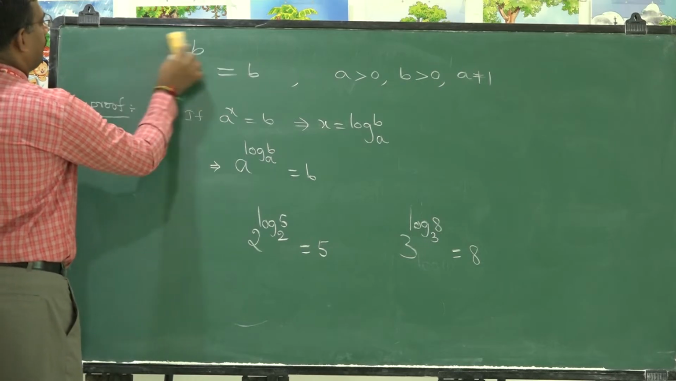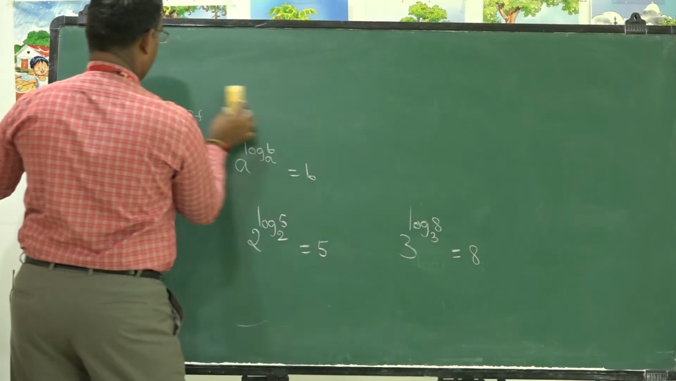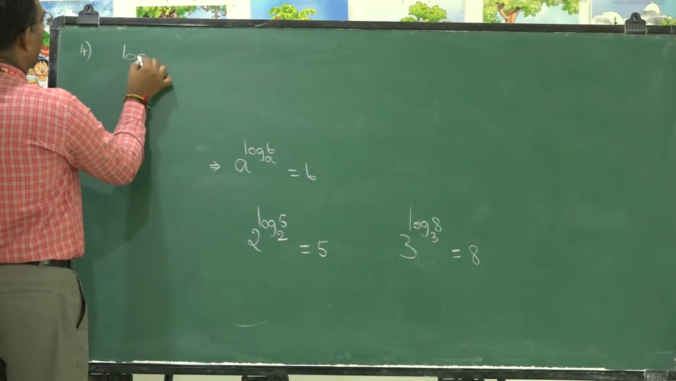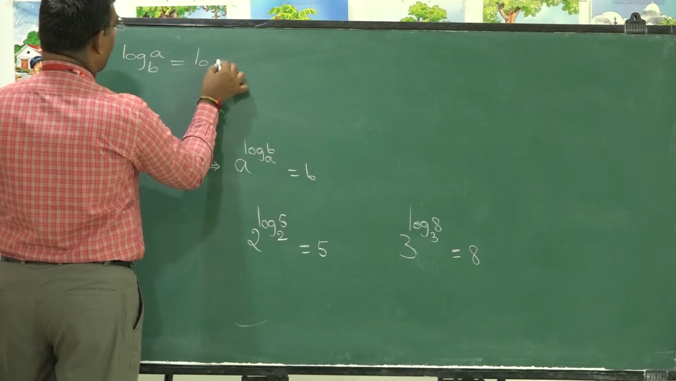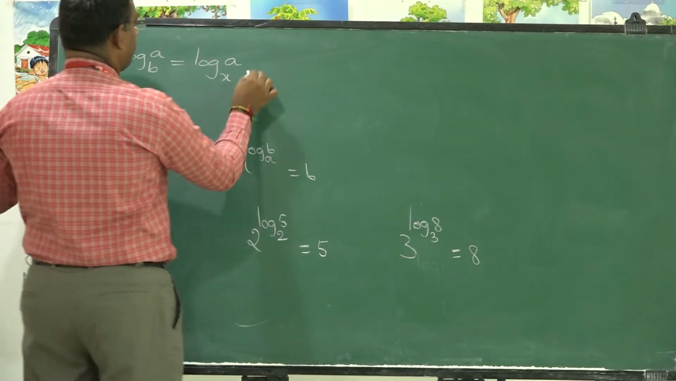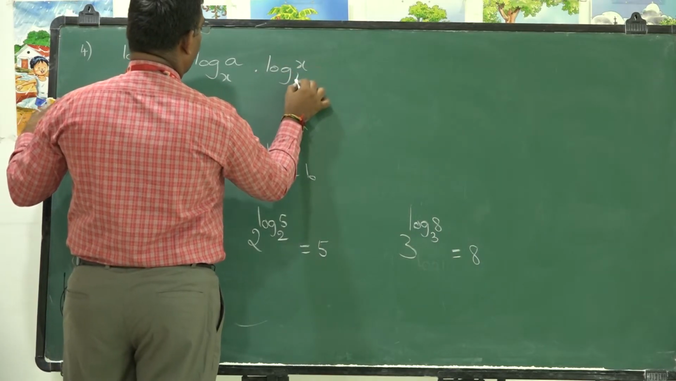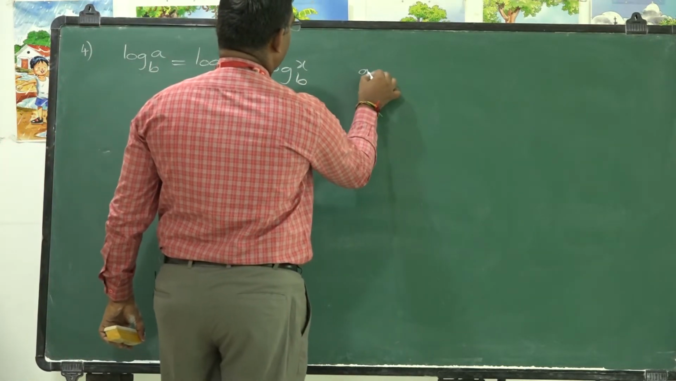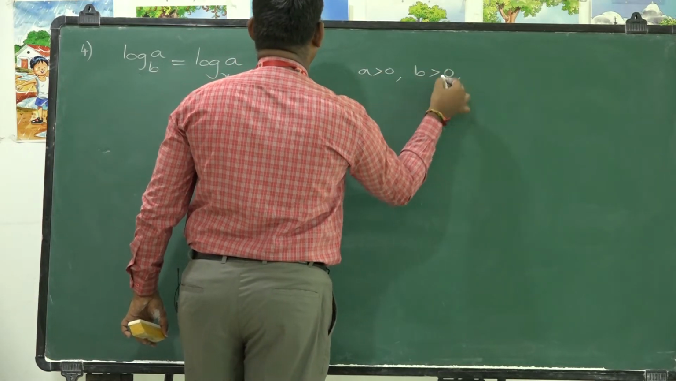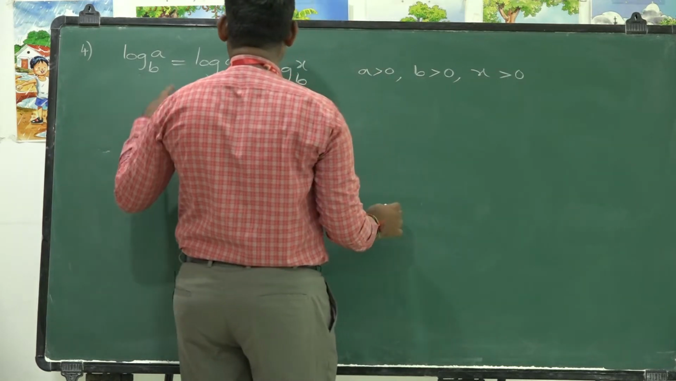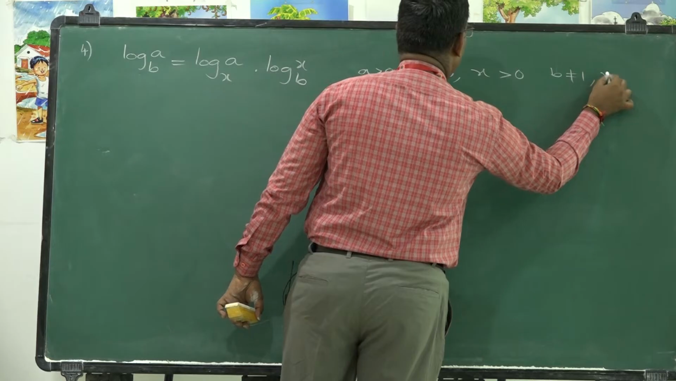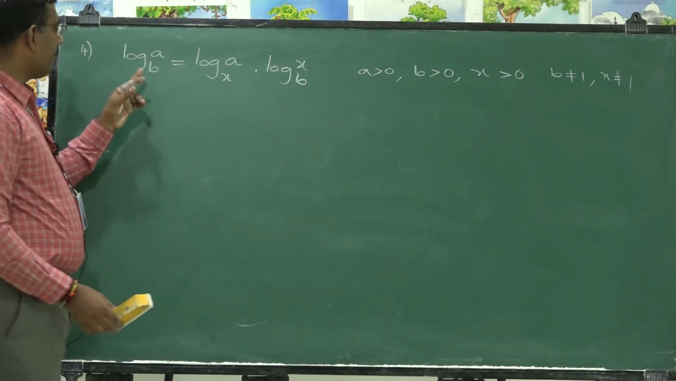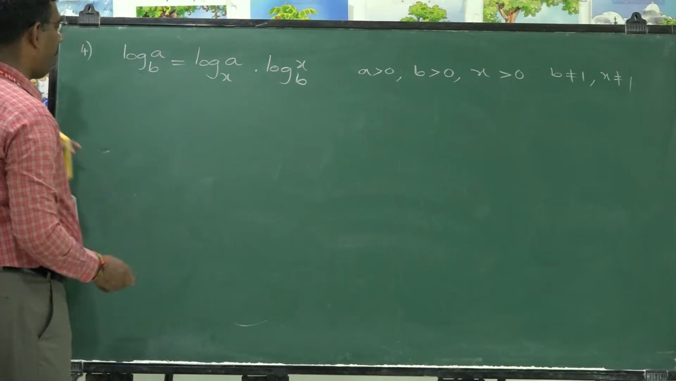Next, property number 4. Log a base b is equal to log a base x into log x base b, where a and b are positive real numbers, x is also a positive real number, b is not equal to 1 and x is not equal to 1, because the base is not equal to 1. Proof.